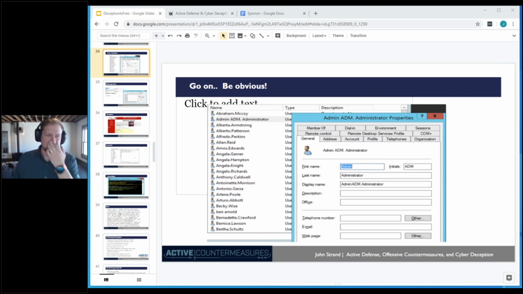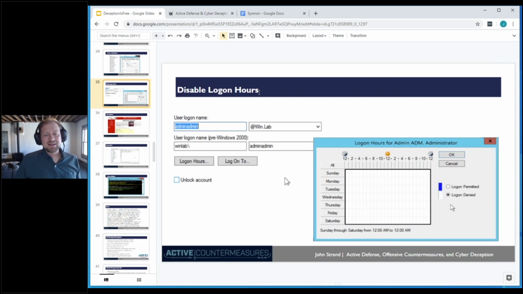So you have to be careful about how you set up this account so it doesn't burn you. One of the things you can do is put in the login hours for the ADM administrator account on when they can log in, so they can never log in. You disable all the login hours for this particular account, so there's no way anybody can ever log into this account. You don't want to set it to disabled. You just want to make sure that the login hours are set to nothing.